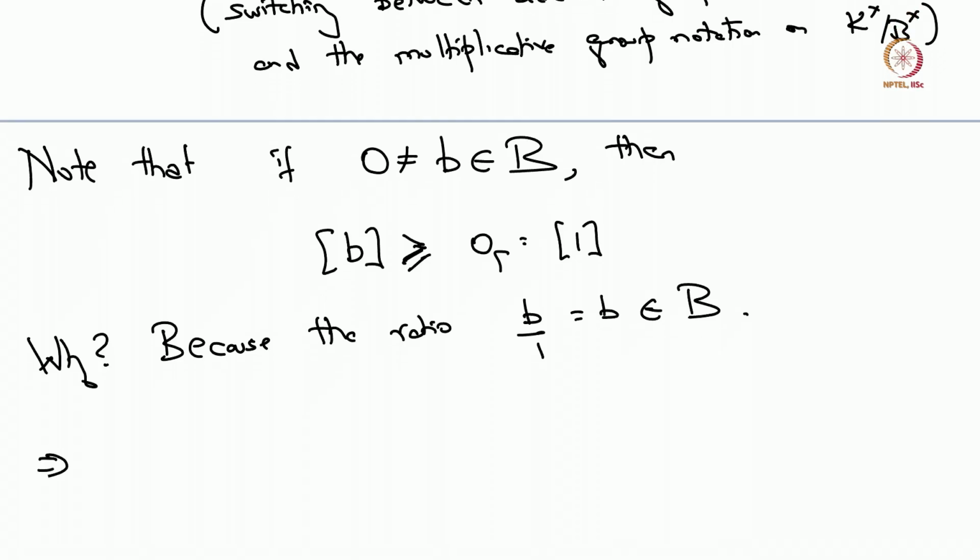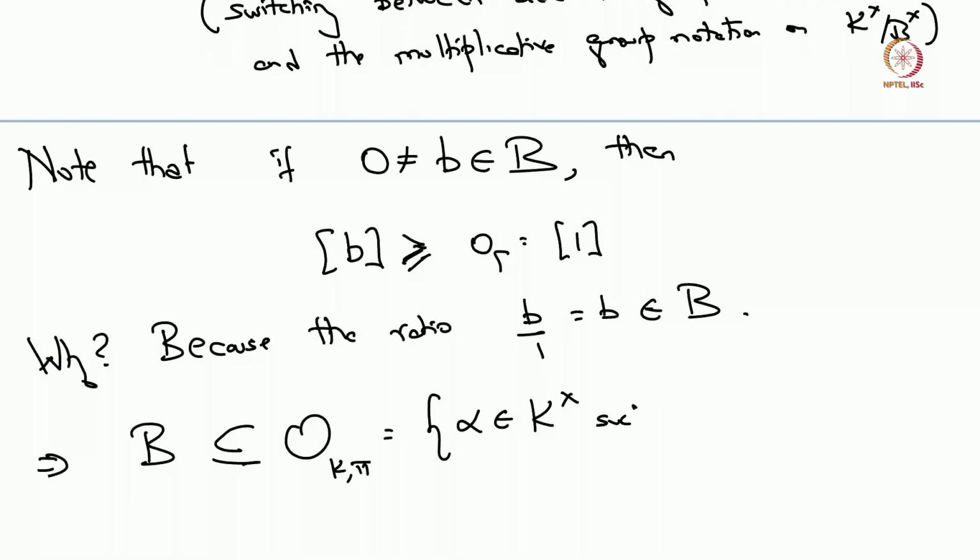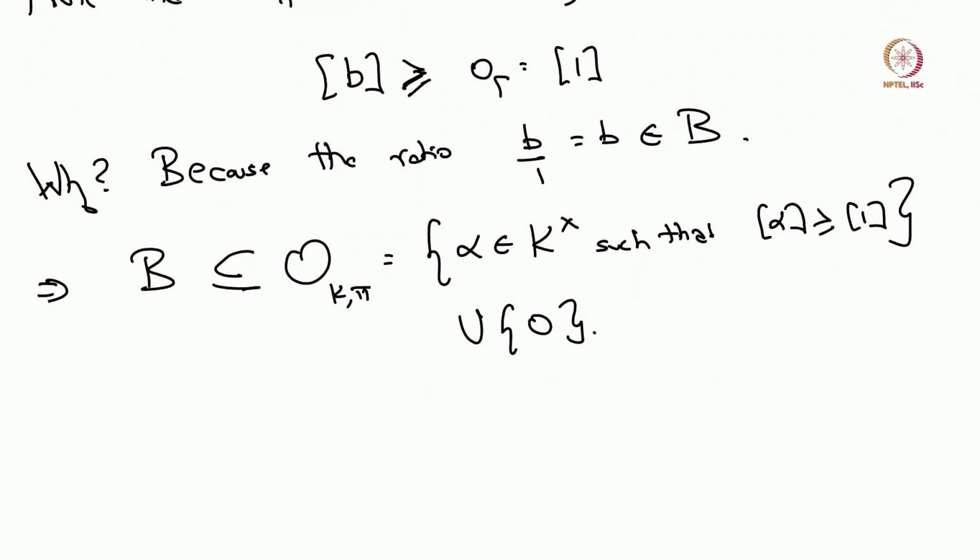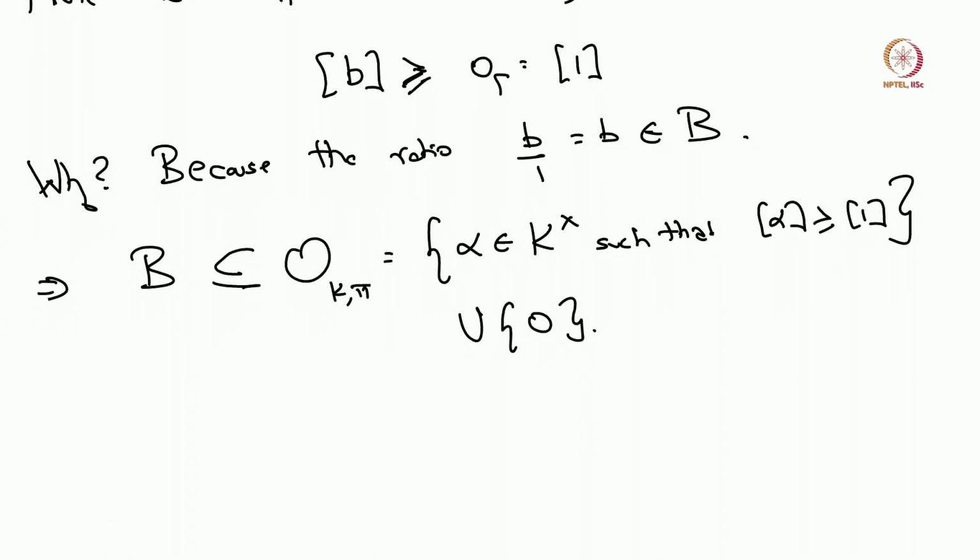So this means that we get this one-way inclusion that this ring B sits inside OK pi, which, let me remind you, was the collection of all elements in K cross, such that its valuation is larger than or equal to the valuation of the identity element, along with the 0 element of B. Okay, so we get one inclusion.